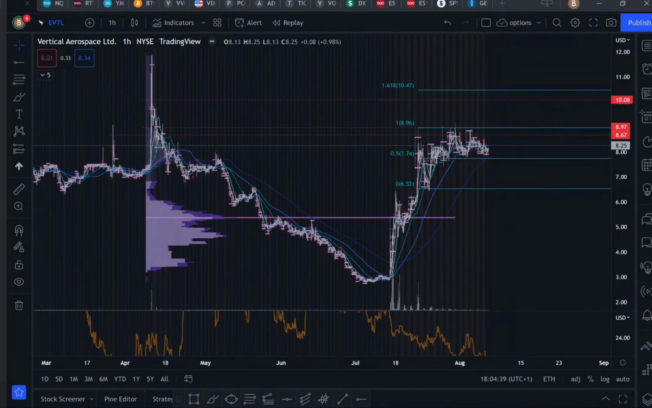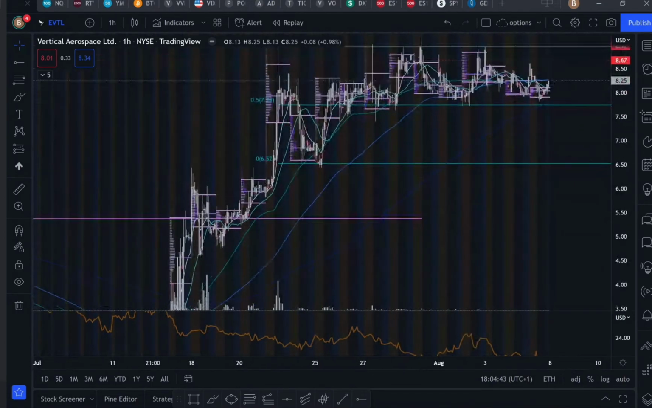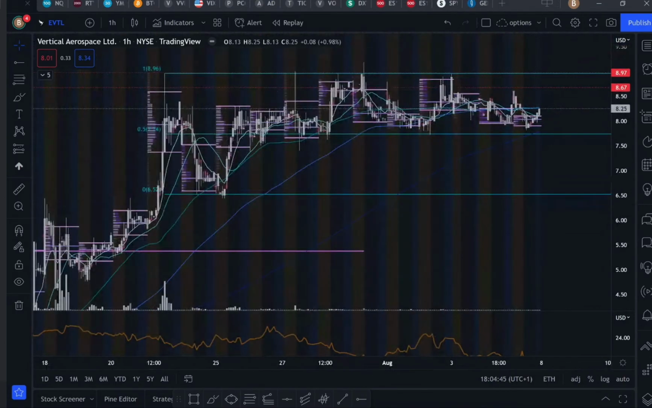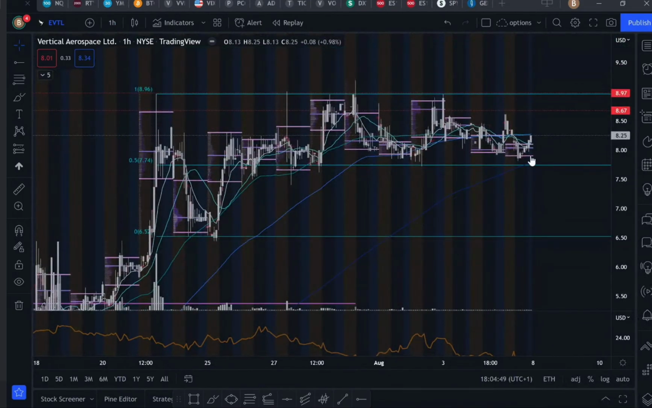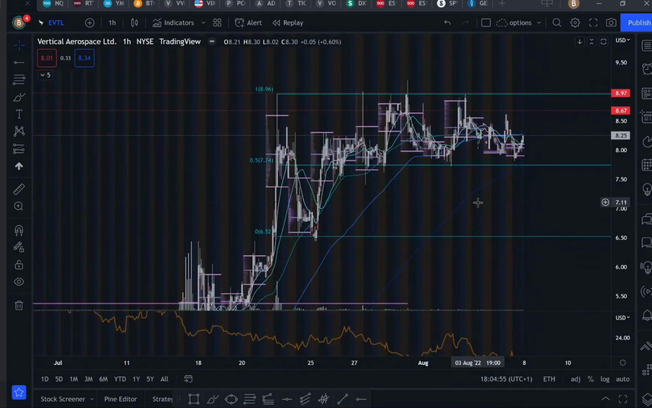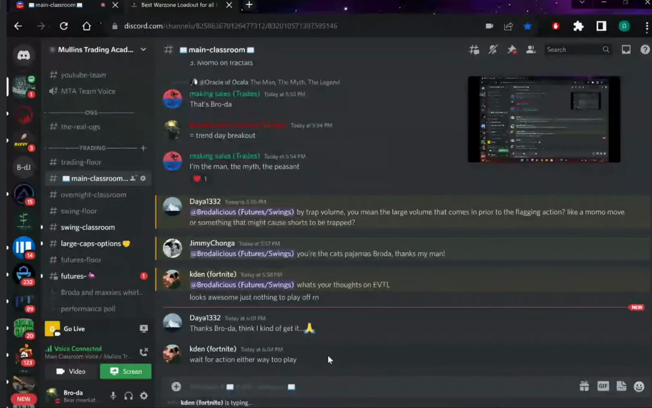So it's definitely a flag. And there's definitely someone getting trapped. But depends who it is. And your risk isn't quite as easy here because you're almost risking off the halfway point in the flag to try and be right. Yeah, pretty much.